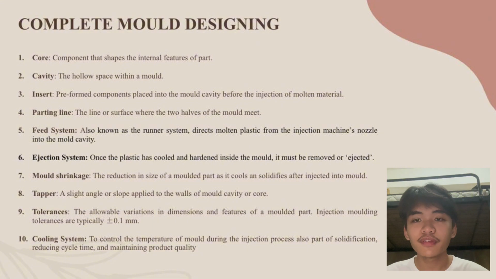And number 5, feed system, also known as the runner system, directs molten plastic from the injection machine nozzle into the mold cavity. And number 6, ejection system. Once the plastic has cooled and hardened inside the mold, it must be removed or ejected.